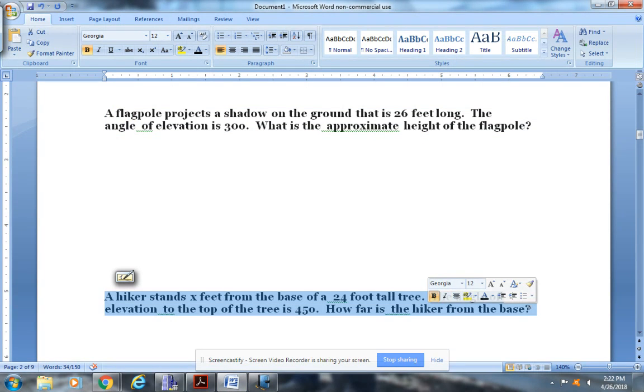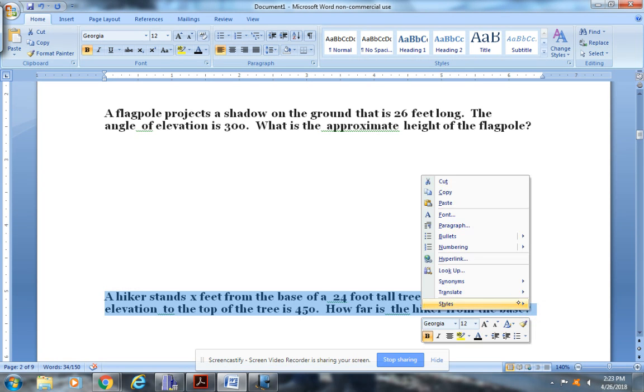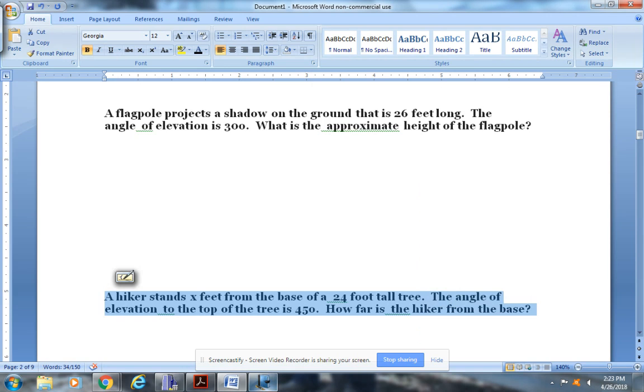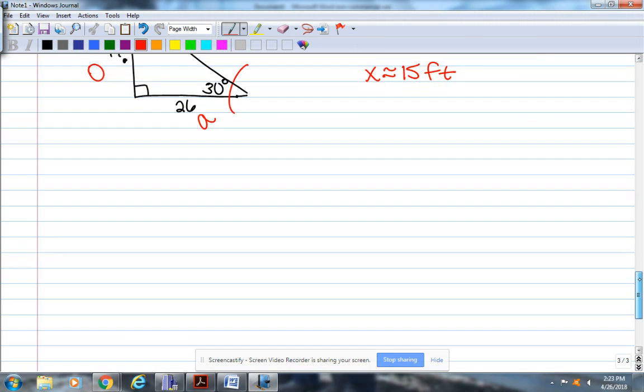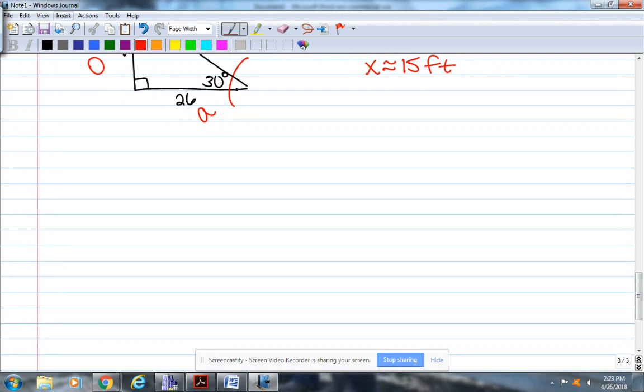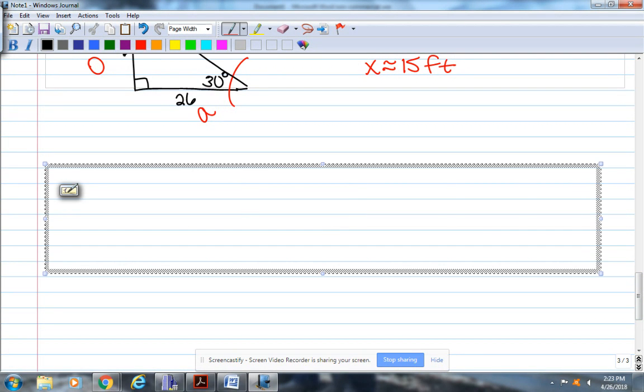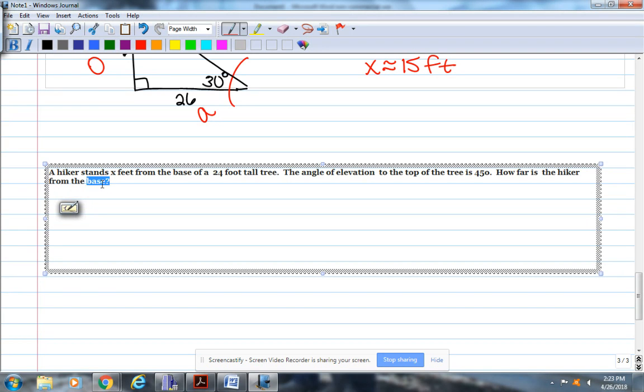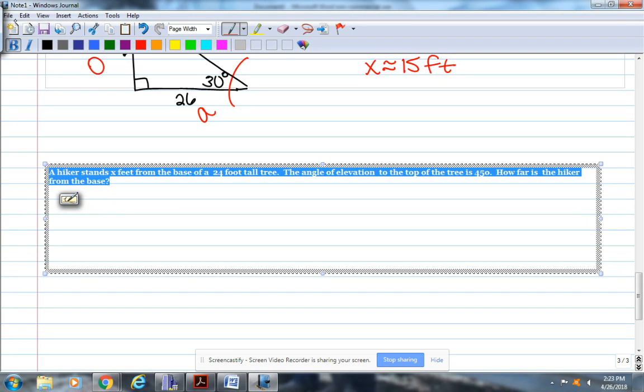Hang on. This takes a little while. Insert text box. Okay, I'm going to fix my fonts.